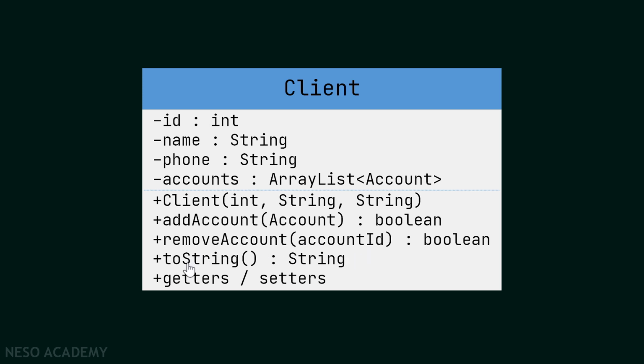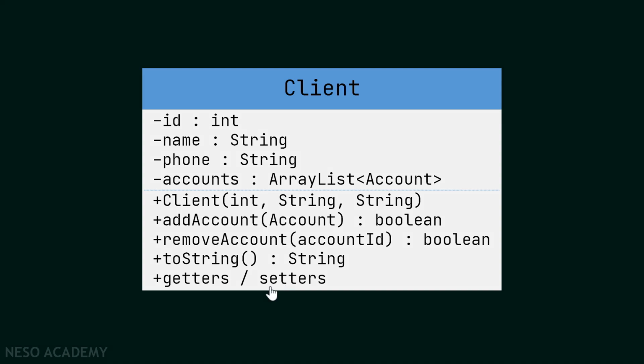And over here we are going to create a method that is called toString and it returns a string. Inside this method we will return a string representation for our object. So for example, we can return the ID concatenated with the name, concatenated with the phone, and also we will concatenate this with a string representation for our accounts. And finally, we want all the getters and setters. So pause the video and try to implement this class.